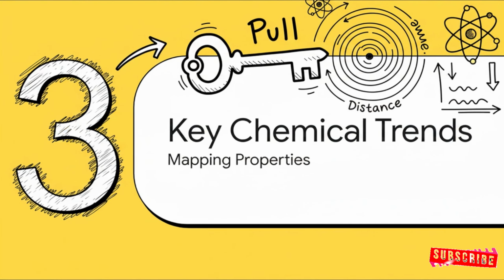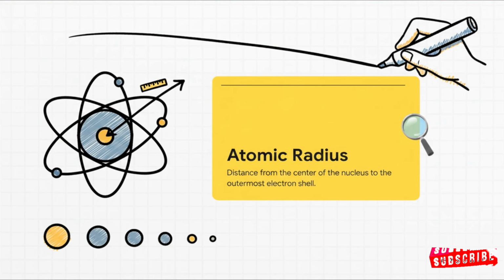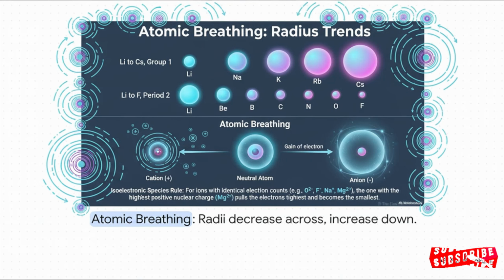Okay, Section 3. Mapping out those key chemical trends. Let's put that pull versus distance master key to work. We'll start with the most visual, intuitive trend out there, atomic radius. If you get asked to define this on your test, it's just the physical distance from the center of the nucleus to the outermost electron shell. Think of it as the literal size or the footprint of the atom. Now watch how this atomic breathing actually plays out.